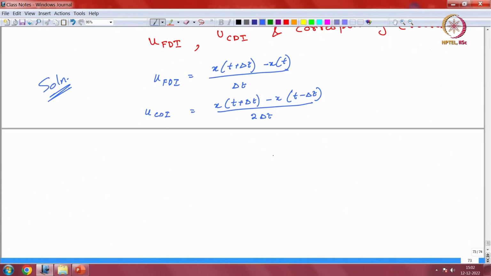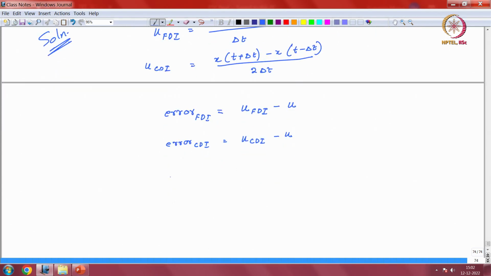Now the error in either of the two cases, so the error for the forward difference method is nothing but the estimated numerical velocity, which is this quantity, minus the actual. So you actually know the real velocity right now, right? So you can calculate the error exactly. And similarly for the other case, you have this as the error.